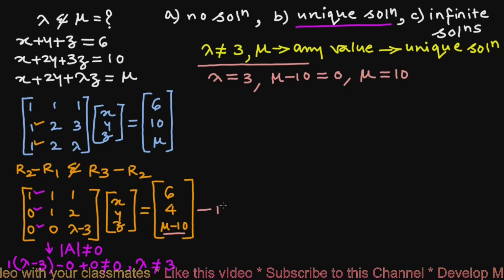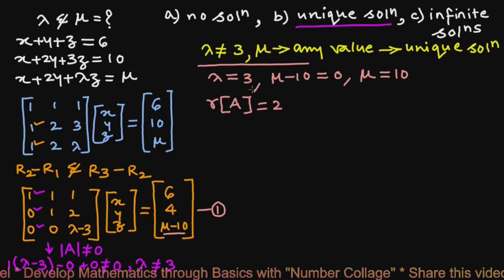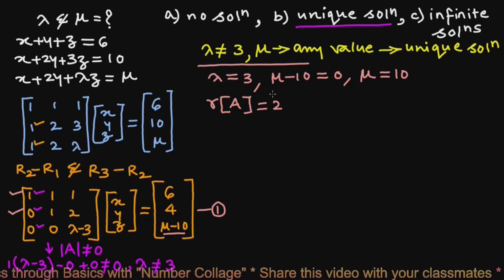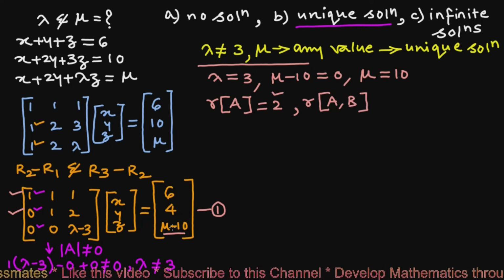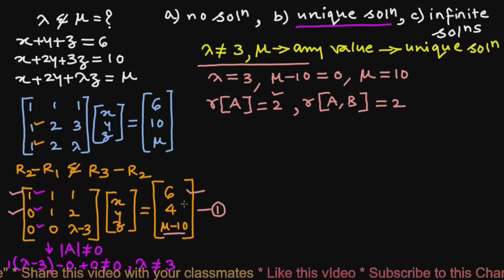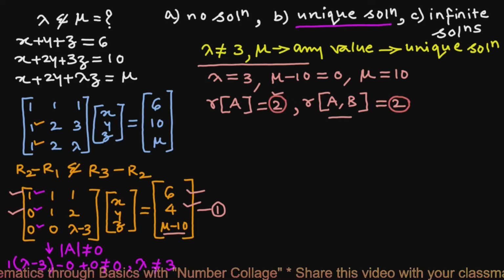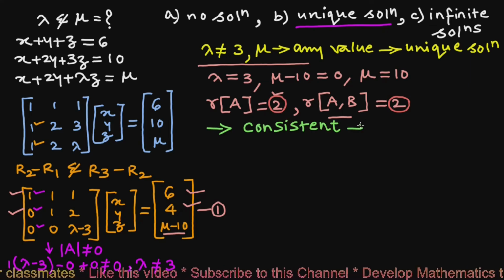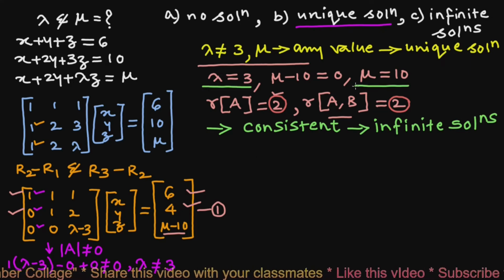So in this matrix equation, rank of coefficient matrix A will be 2. For lambda equals 3, lambda minus 3 will become 0. So there will be 2 non-zero rows. So hence the rank will be 2. And rank of augmented matrix A comma B, when mu equals 10, it will be 0, will be 2 because there will be 2 non-zero rows in the augmented matrix. Since these two ranks are equal, we conclude that these equations will be consistent and the system of equations will have infinite solutions when lambda equals 3 and mu equals 10.